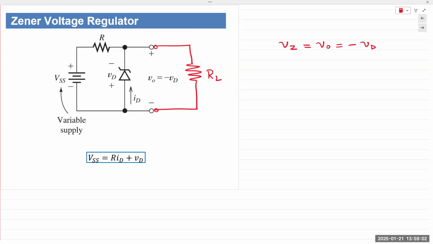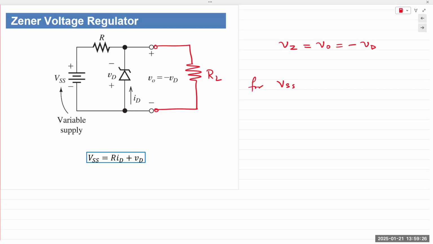Okay. Right now, this is being used just for explanation purposes. Going forward, VZ will always be referred to as positive. Okay. The voltage magnitude is the same, except we're just referring to two different terms. That's all. So the way it would work is you have VSS, the supply voltage.